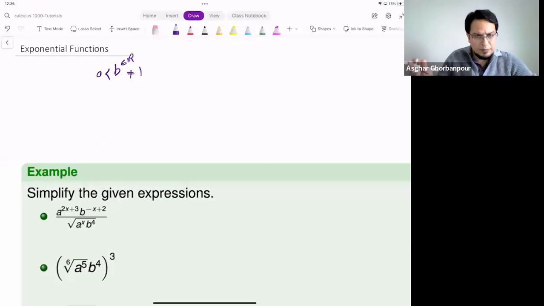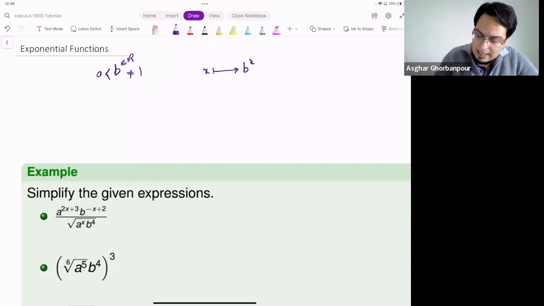There's a reason that we don't like to put the base to be one. Though the assignment, when you send x to 1 to the power x, is well defined, we exclude b being equal to 1. This function is called an exponential function.